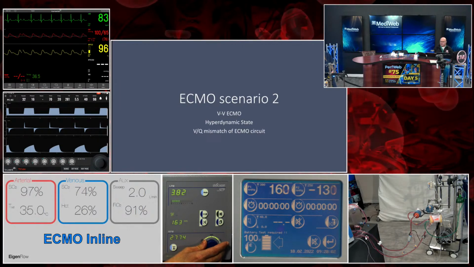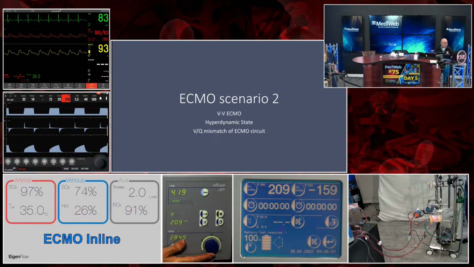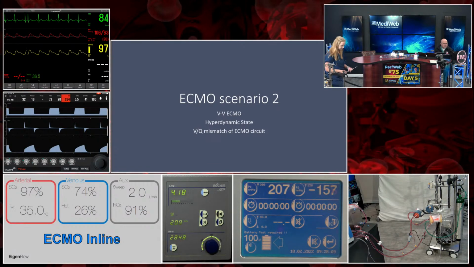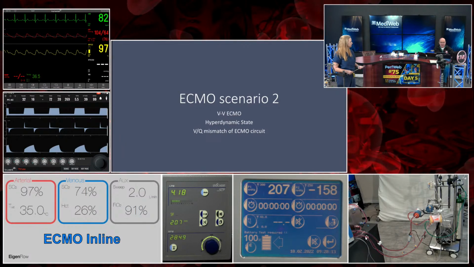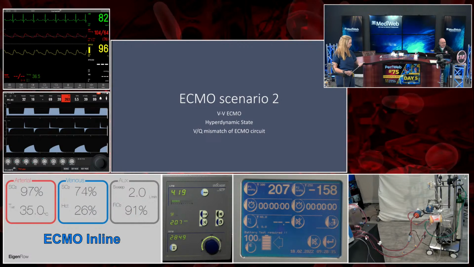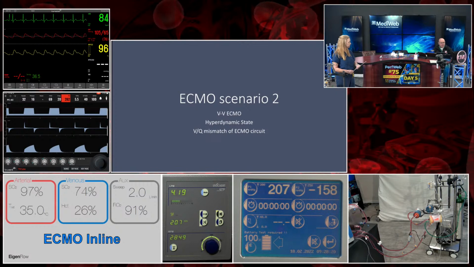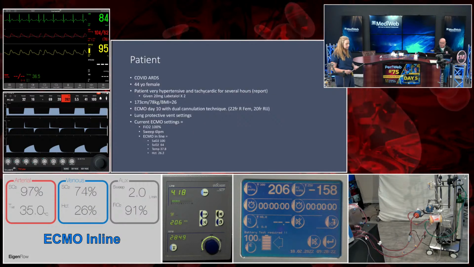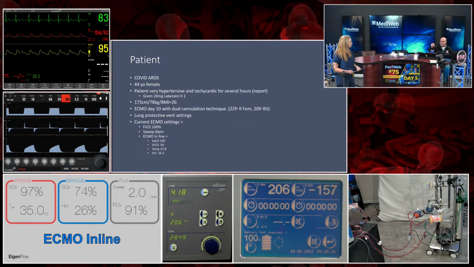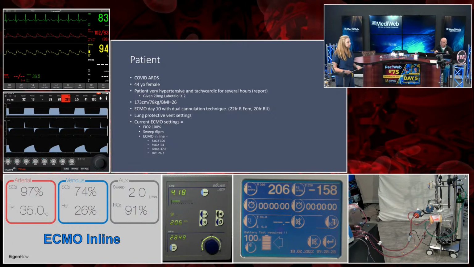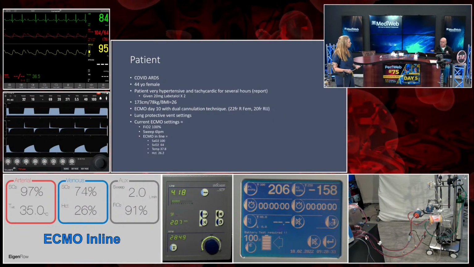So we're going to do ECMO scenario number 2. It might take me a second to get it prepared, but it's going to be a hyperdynamic state, and we're going to talk about VQ mismatch of the ECMO circuit. While I'm getting this ready, can you go to the full screen with the top right window, and I'll get all of this prepared so that I can get the numbers the way I want them.